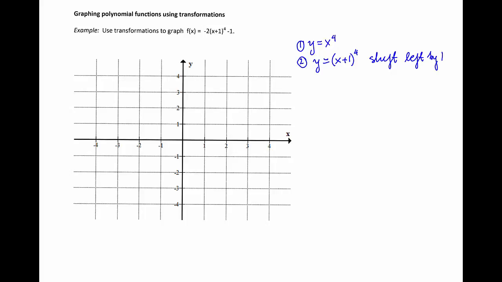The next transformations that we look for are horizontal compressions and stretches. There are none here. So the next transformation is the vertical stretch or compression, and that is multiplying the given function by 2. So this is the vertical stretch.